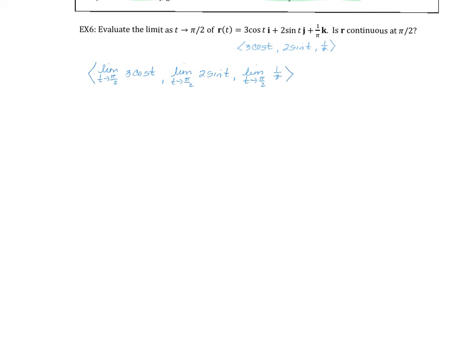So the limit as t approaches pi over 2 of 3 cosine t is 0. Remember, the limit is a vector because it's a vector valued function, so that would be 0, comma. The limit as t approaches pi over 2 of 2 sine t is 2. And then the limit of a constant is just a constant. So the limit as t approaches pi over 2 of 1 over pi is simply 1 over pi.